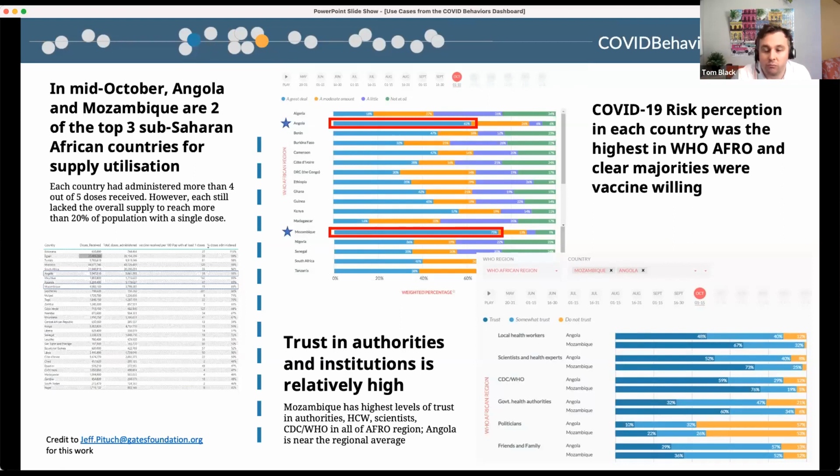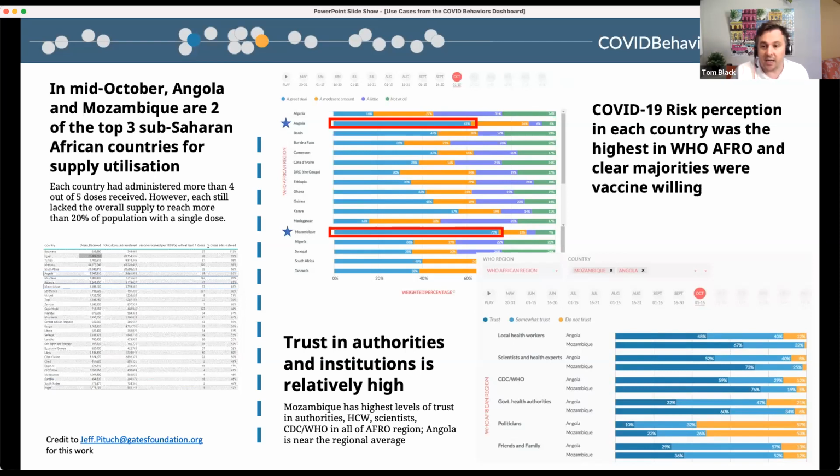And there were two obvious standouts from the data. The first, which is that chart at the top there, was showing higher levels of perceived risk from COVID infection in each of those countries, much higher in many cases. And obviously, that translating into higher levels of willingness too.